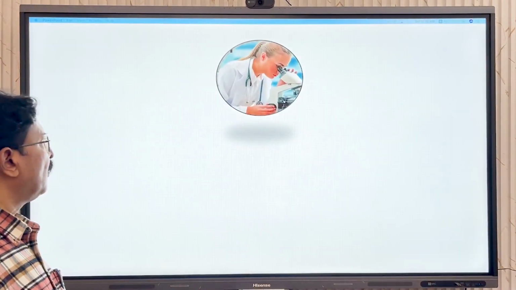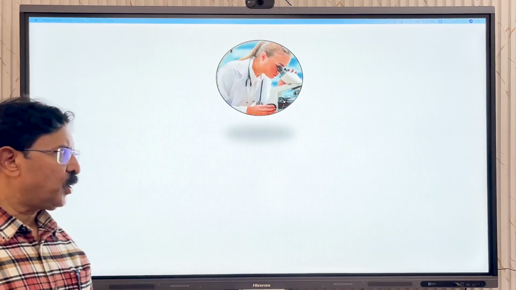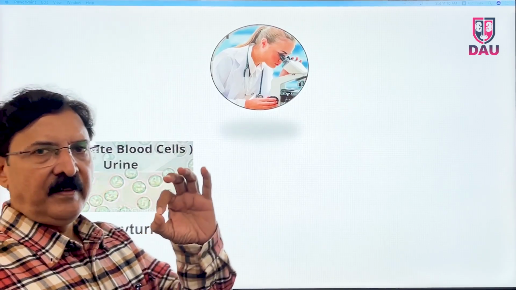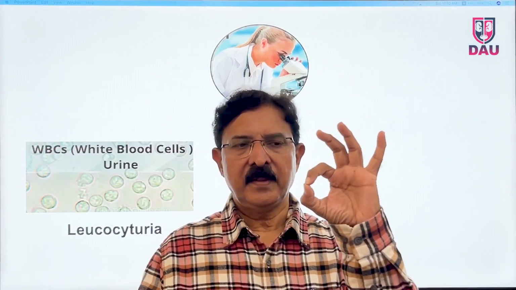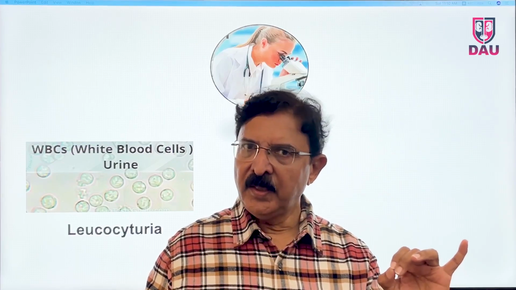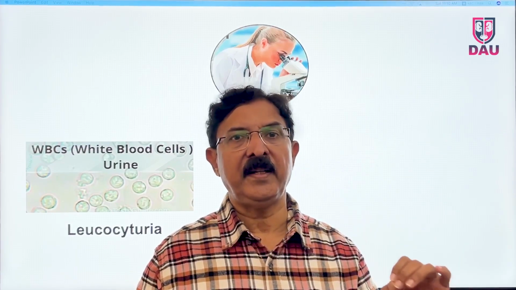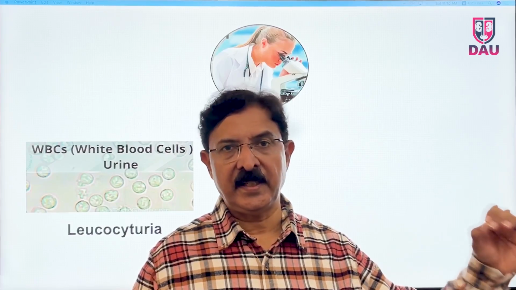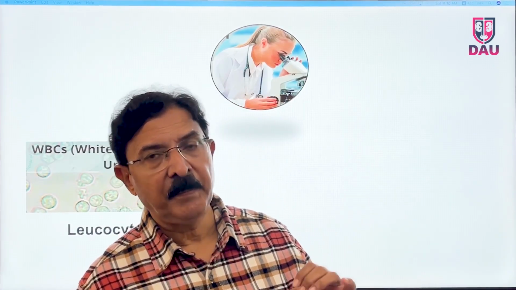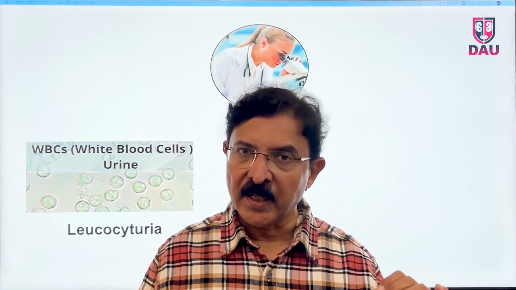Same thing is for the leukocyte. When you look at the leukocyte under microscope, and you find a normal looking cell, bilobed nucleus, this is a leukocyte in urine. It is called leukocyturia. It has not taken part in fighting a battle against a bacteria. It is just there. It may happen in patients of stones. It may happen in patients of cancer bladder. So this is called leukocyturia.